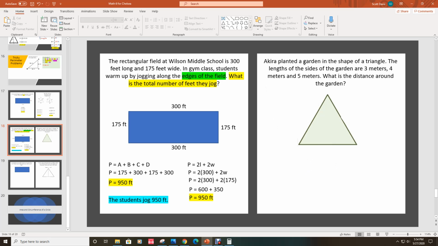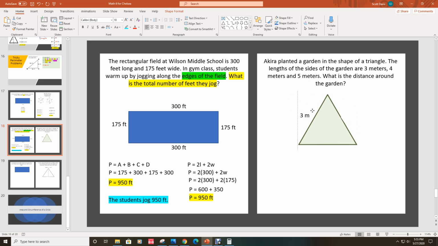So it says, Akira planted a garden in the shape of a triangle. The lengths of the sides of the garden are 3 meters, 4 meters, and 5 meters. What is the distance around the garden? All right. So the first thing you're going to do is draw a picture. It tells you exactly what shape it is, that it's a triangle, a garden in the shape of a triangle, and that it has the sides.